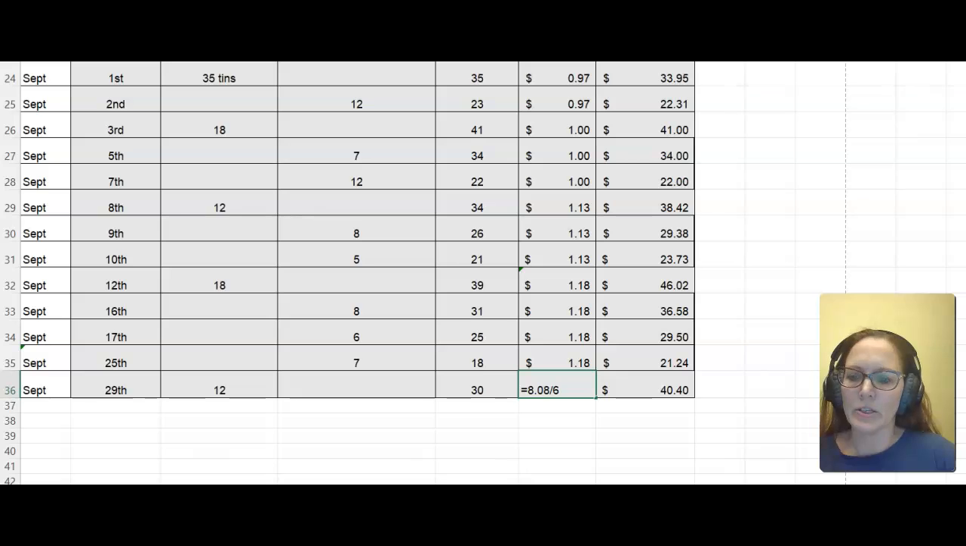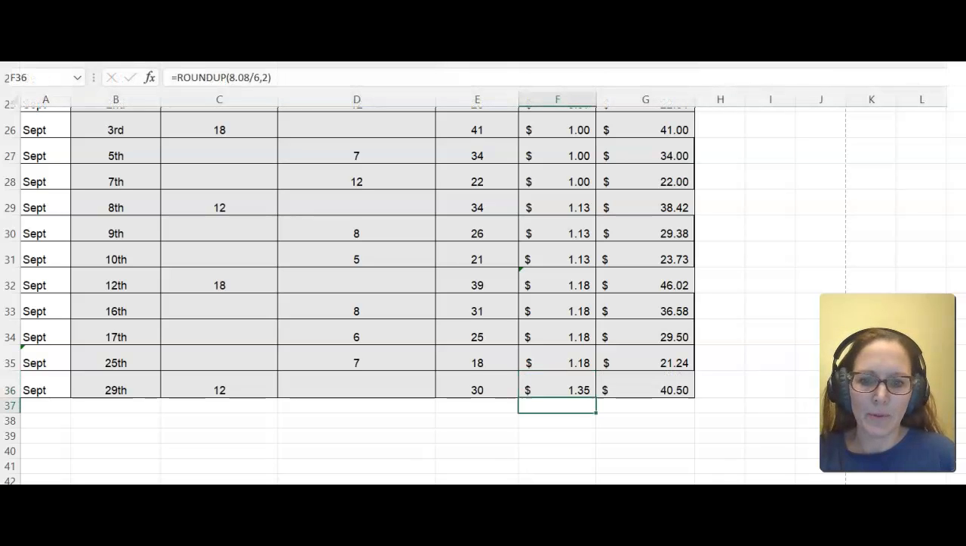So again, we're going to go up here and do round up bracket, and then we're going to do our 2 decimal places and close bracket, press enter, and we have the correct $40.50.